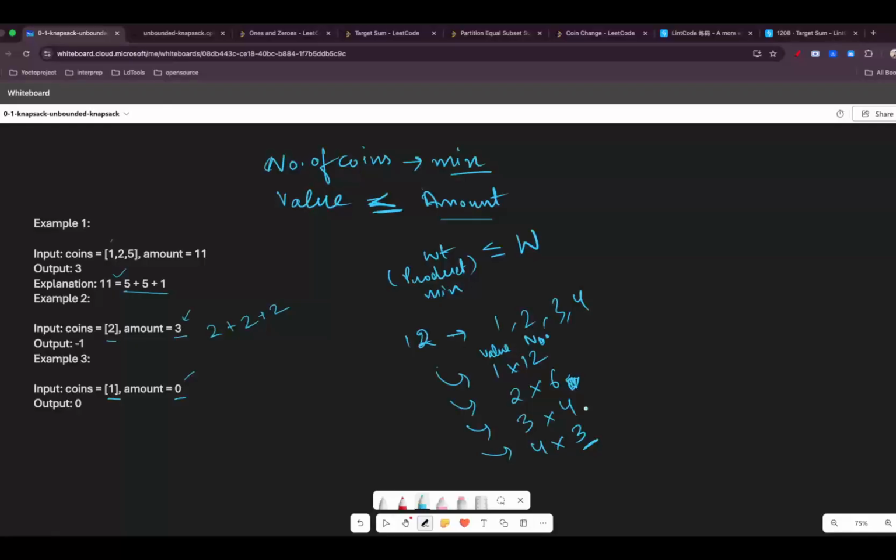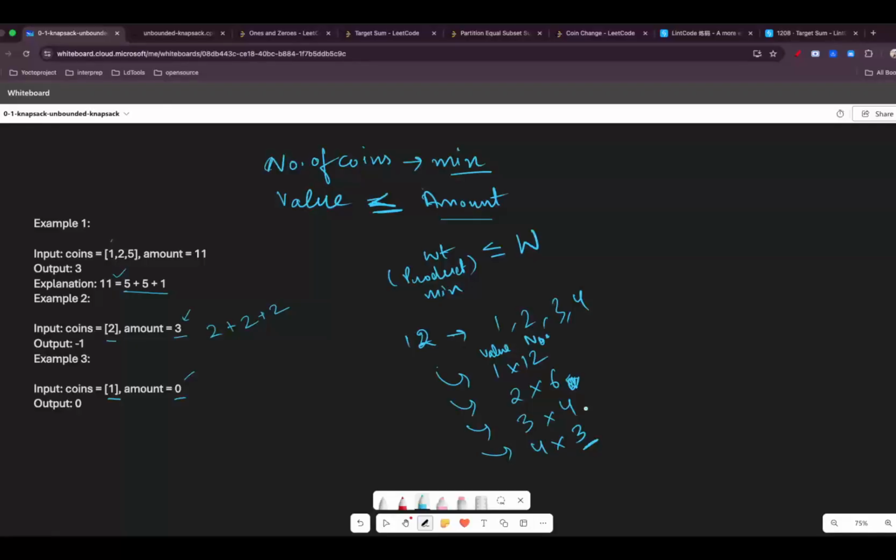In that sense, if you take minimum, then no. Like we need the least number of coins, right? So, hmm, that only. I don't think so. Like if there is something else minimum than this.